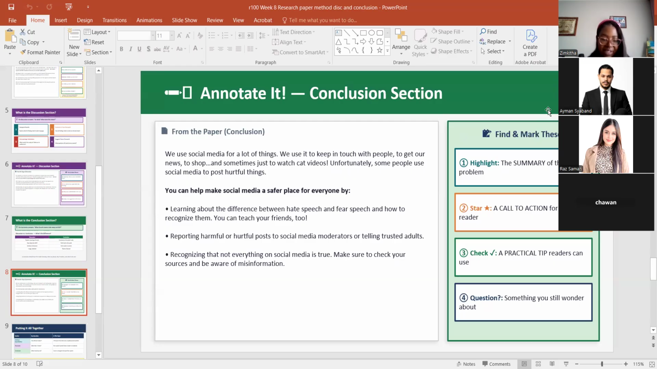Okay, so let's look at this. I want you to look at this example of the conclusion, and I want us to try and find the different parts. So we said that it's a small summary, okay? So I want you to read it quickly and tell me where is the small summary? Where is the call to action? Is it short and focused? Just quickly read it and tell me which parts, if we had to annotate this, would be found in this conclusion?